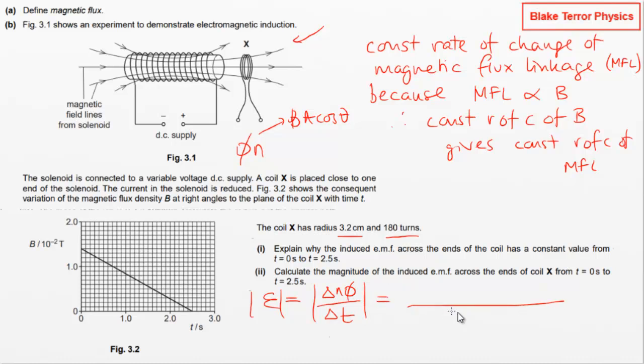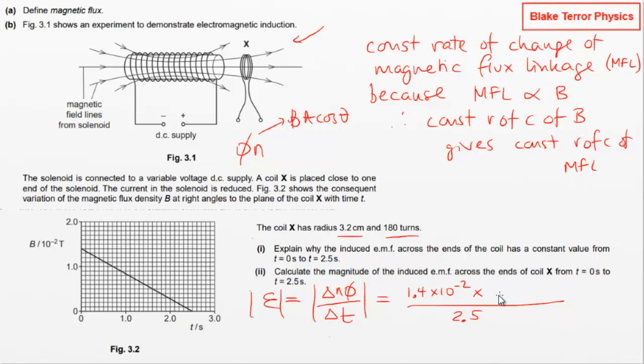So we know our change in time is 2.5 seconds. We now need our change in the magnetic flux linkage, which is going to be from a maximum that we've got up the top down to 0. So all we need is our maximum magnetic flux linkage. What is this? 1, 2, 3, 4 blocks up. So our maximum B is 1.4 times 10 to the minus 2 Tesla. So that's the first bit.